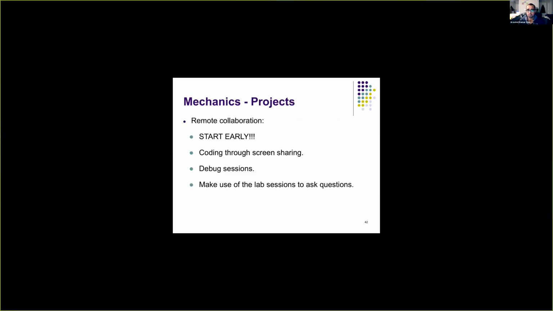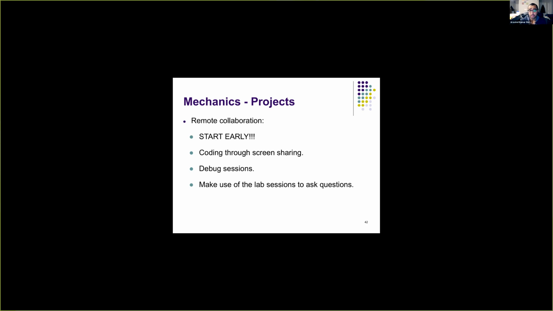Since labs are done remotely, the collaboration would mostly be remote. So please start labs early. Don't wait till the last moment to start your labs. When the lab is out, make sure that you start right away. Coding pair programming can be done through screen sharing. You can schedule Zoom calls with your partner and share the screen and try to do pair programming remotely. And you can have debug sessions remotely also.